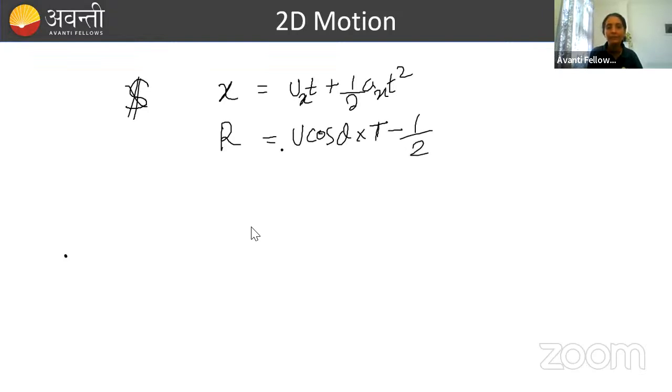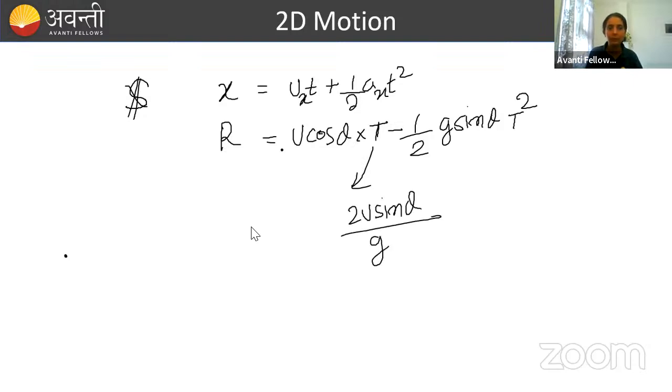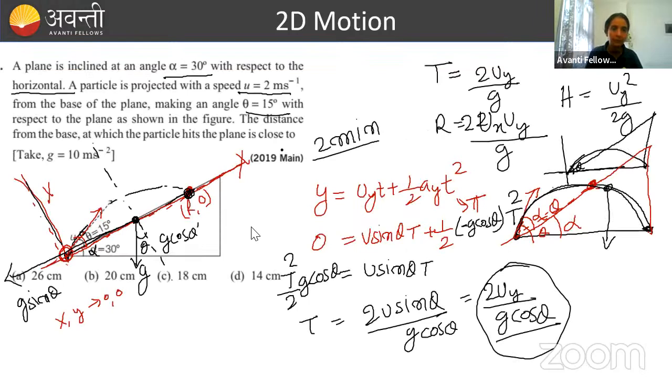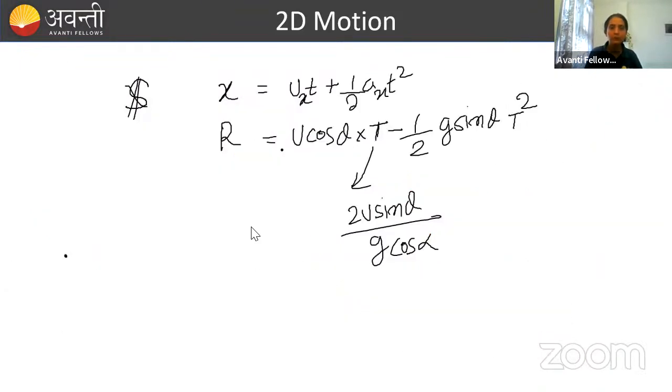Minus half a_x, what was the value? Minus g sin theta, g sin theta t squared. So t we have already calculated. What value of t did we calculate? 2u sin theta by g cos alpha. Sorry, that was alpha, right? This angle is alpha now. So this is alpha, and here also this is alpha. Now you can put the values and get the answer.